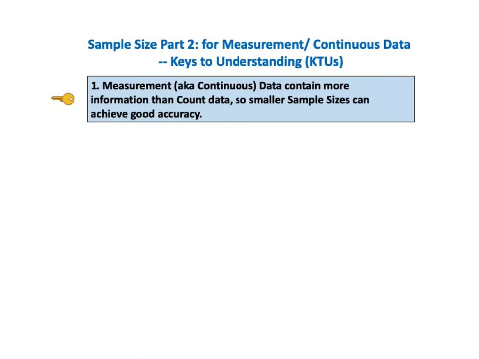As usual in the book and in these videos, we'll start by going quickly through a list of keys to understanding, or KTUs. This will give you the overall picture of the concept on a single page. And then we'll go into detailed explanations of each of the keys. For this video, there are 5 keys. The first key to understanding tells us that measurement data, also known as continuous data, contains more information than count data, so smaller sample sizes can achieve good accuracy.